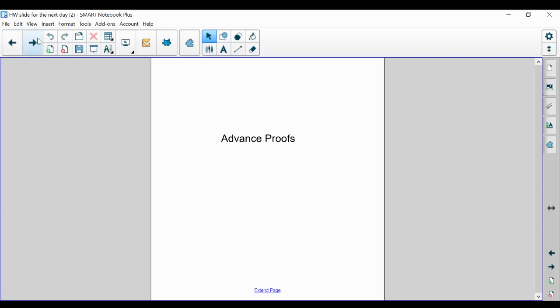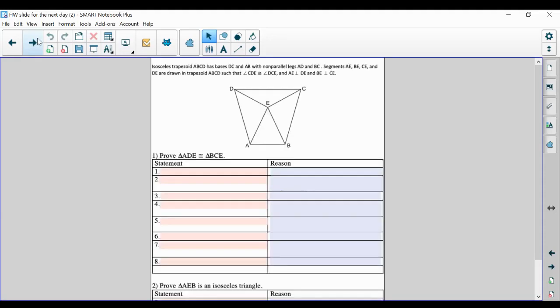Hello everyone. Today we are going to talk about more advanced proof. It's going to be more complicated than the one we did before. So first one here, we have to label the triangle. We have to label the picture first.